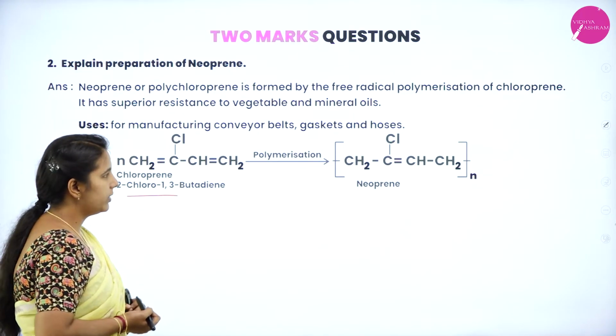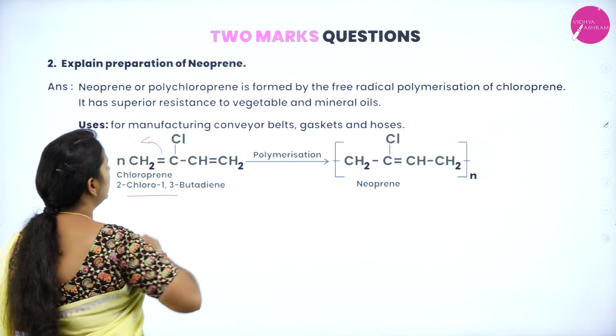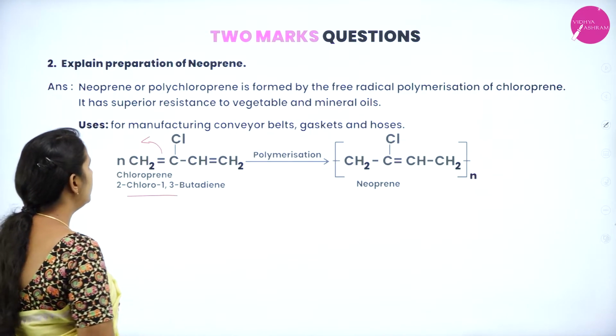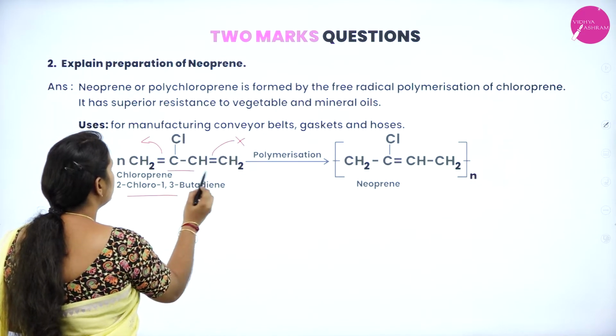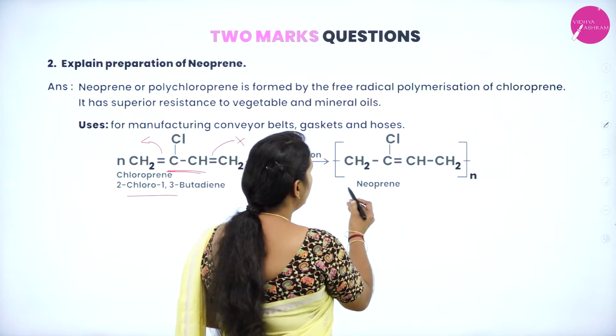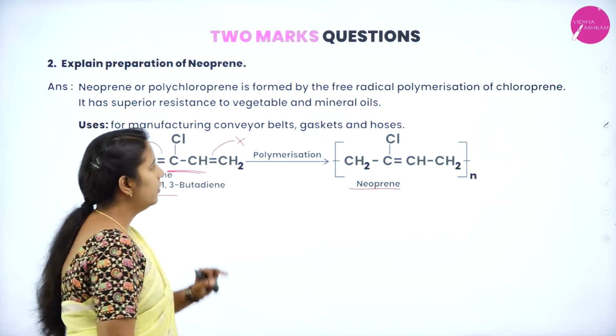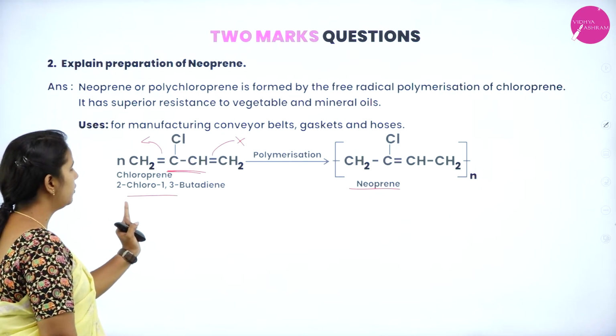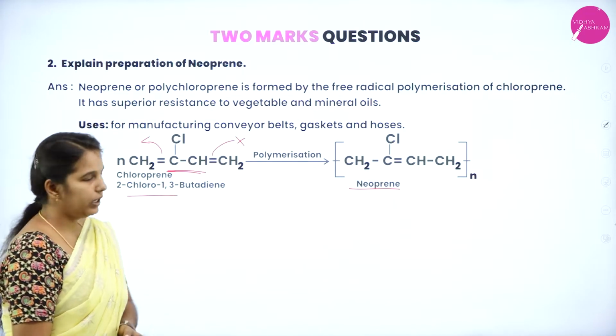So during the polymerization, what will happen? The double bonds between the carbon atoms will be broken. As a result of this, the two middle carbon atoms will get a double bond, which results in the formation of neoprene. So it is also known as polychloroprene, which is converted into neoprene.